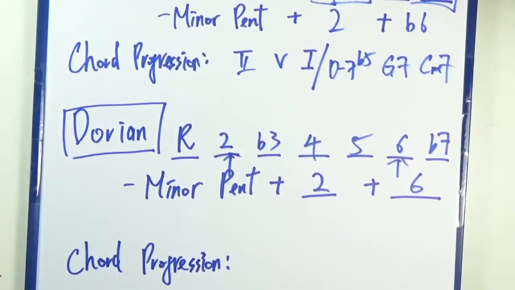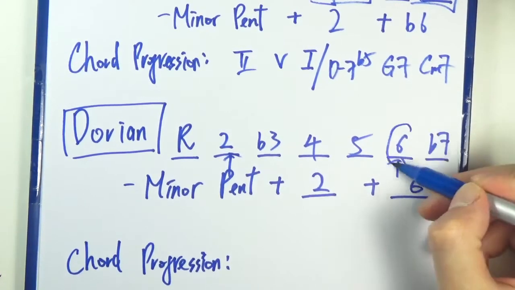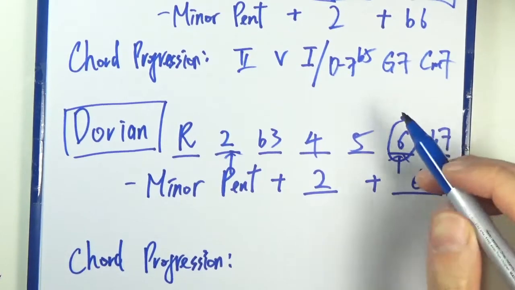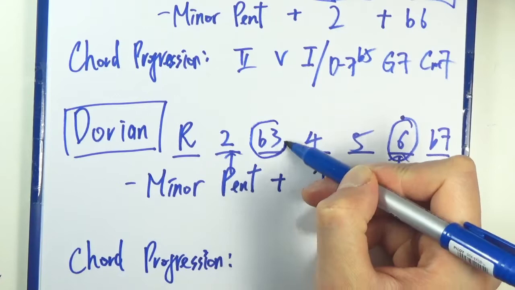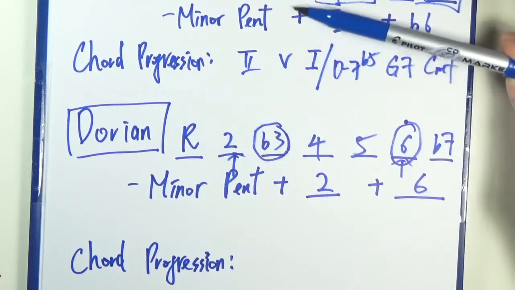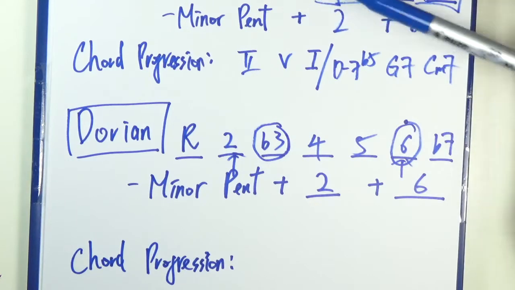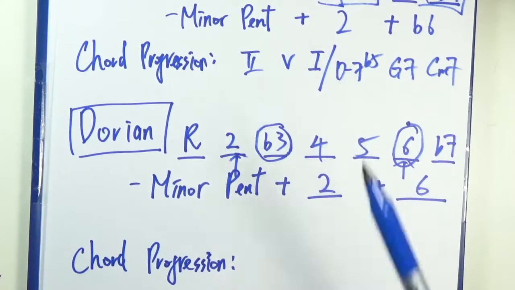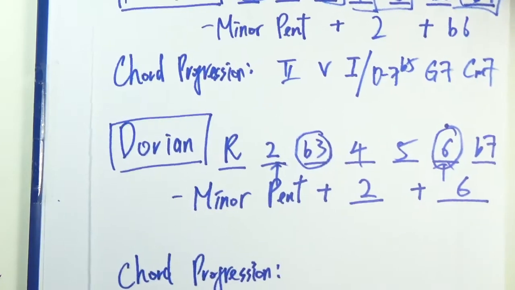And for these modes, you always have a characteristic note. So for Dorian, it's mostly the major 6, okay? It's minor, so flat 3 is also a characteristic note, but that doesn't distinguish it from the Aeolian, because the Aeolian shares the same note, flat 3, okay? It's the major 6 that distinguishes Dorian from Aeolian.